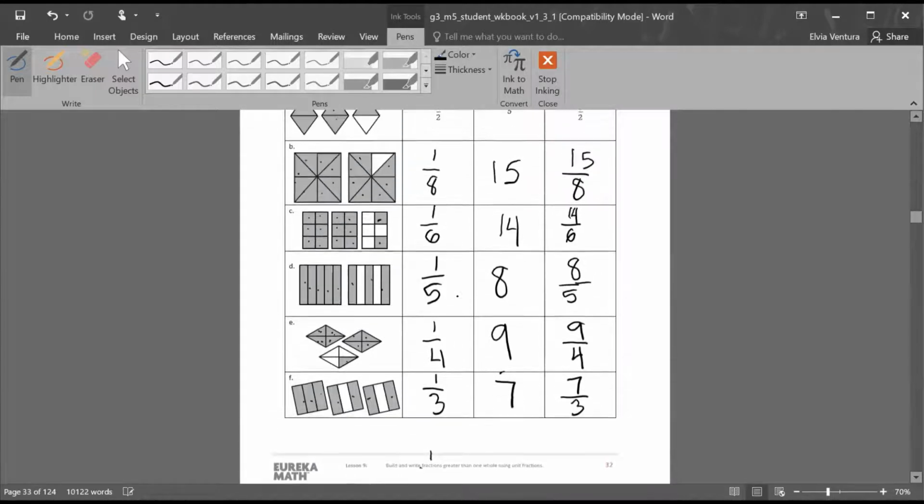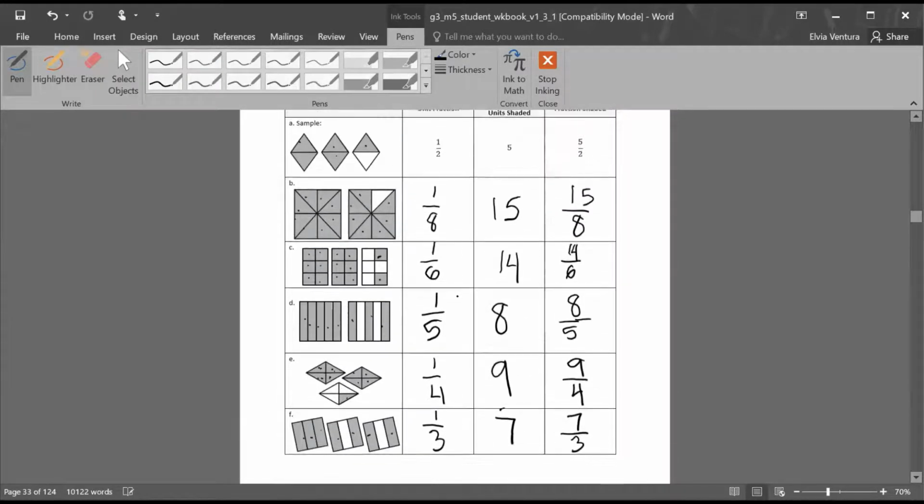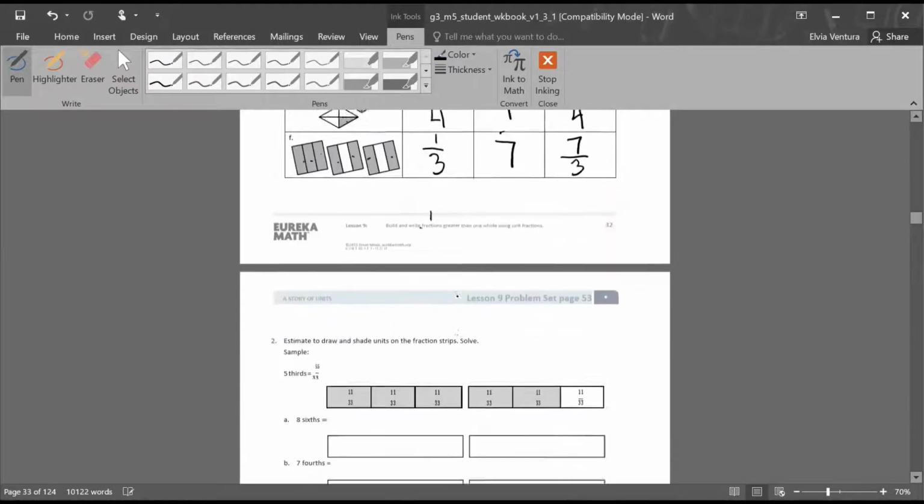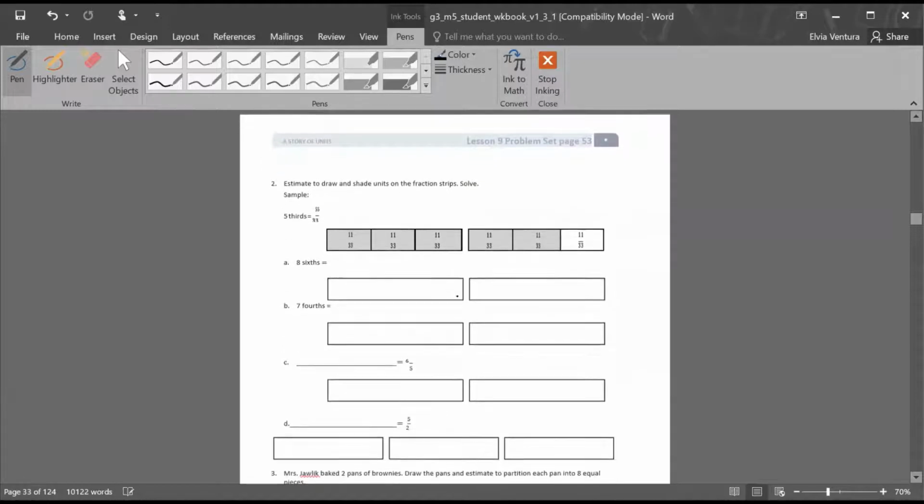Okay, so if you need more time to check your work, go ahead and pause this, and then you can check your work. Now you're ready to move on. Let's look at number 2. Number 2, it says, estimate to draw and shade units on the fraction strips. Solve. So for example, they said 5/3, and so they wrote 5/3, hard to see here, so I'll write it again, 5/3, okay?